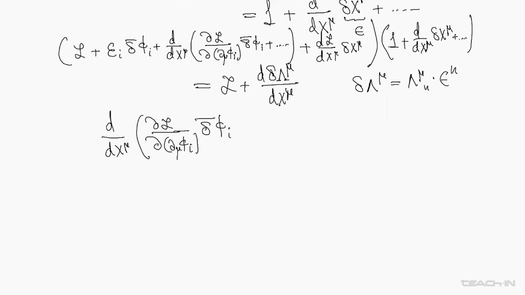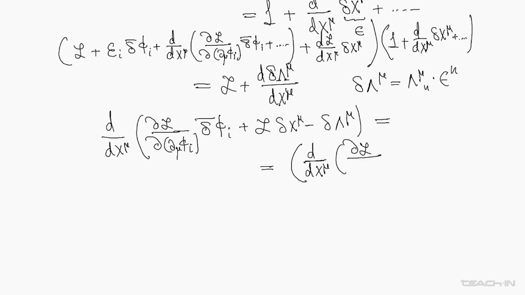This is on the left hand side, and on the right hand side you get, up to the minus sign, the variational Lagrangian derivative, which has this form: d mu of d Lagrangian over d mu phi I, minus d Lagrangian over d phi I, multiplied by delta bar phi I. So this is how this expression looks. And this is Noether's theorem.